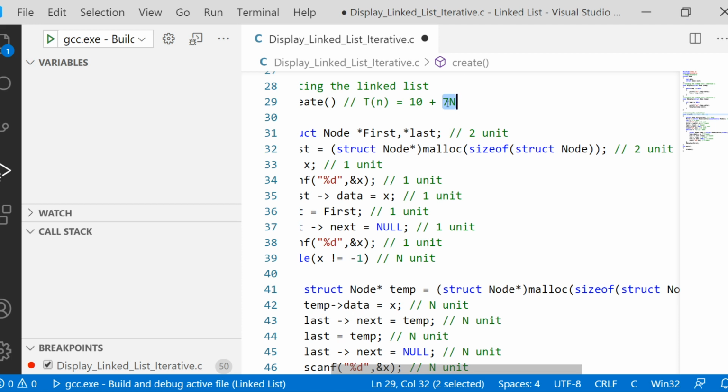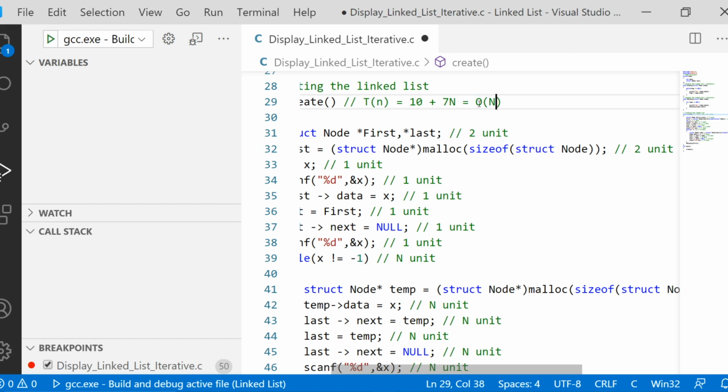Take the highest degree part, remove the constant, that is, 7 is the constant, remove it. What is the remaining term that you have? Only n. So whatever is the highest degree, choose that term and remove the constant. Whatever is remaining, you take it as the time complexity. So order of n is the time complexity.